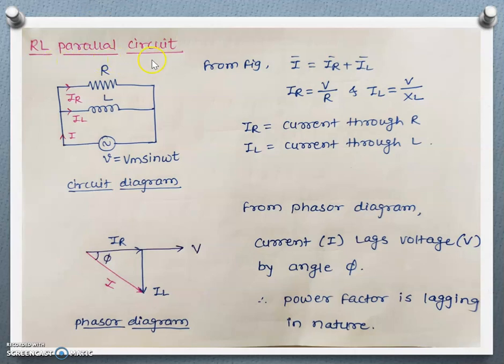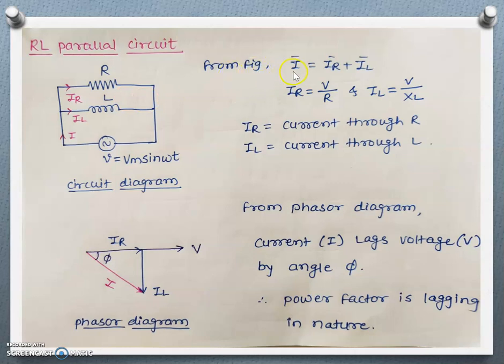First, the RL parallel circuit. The circuit diagram is as shown in the figure, where resistor R and inductor L are in parallel with each other, and across that parallel combination a supply voltage, small v equals Vm sin omega t, that is an AC voltage, is applied. I is the total current flowing through the circuit, IL is the current through the inductor, and IR is the current through the resistor.